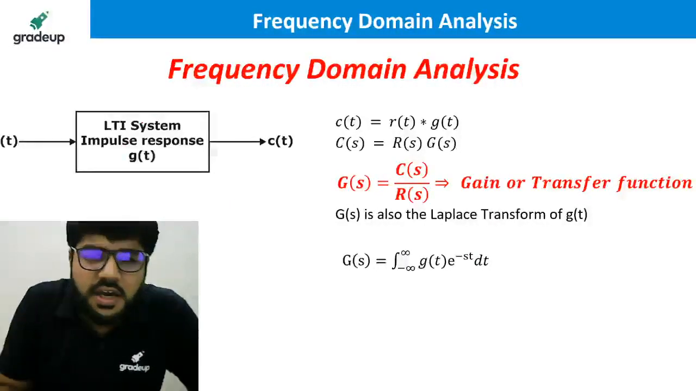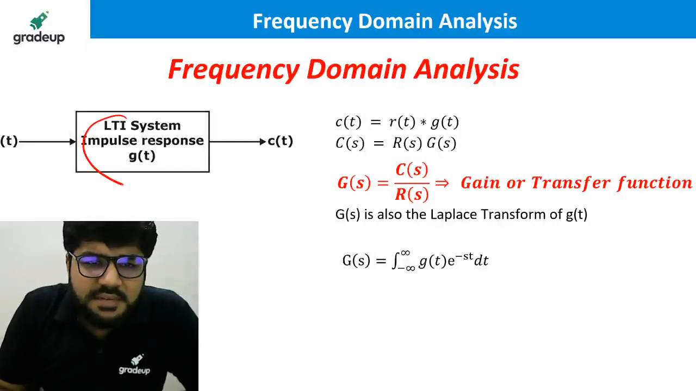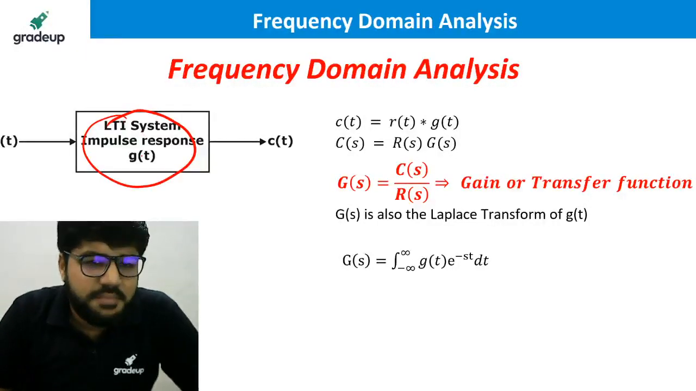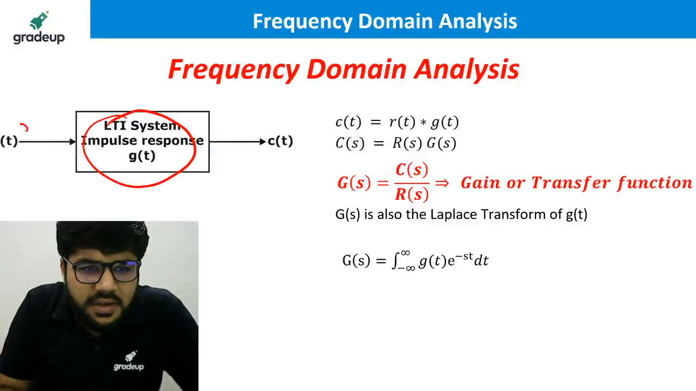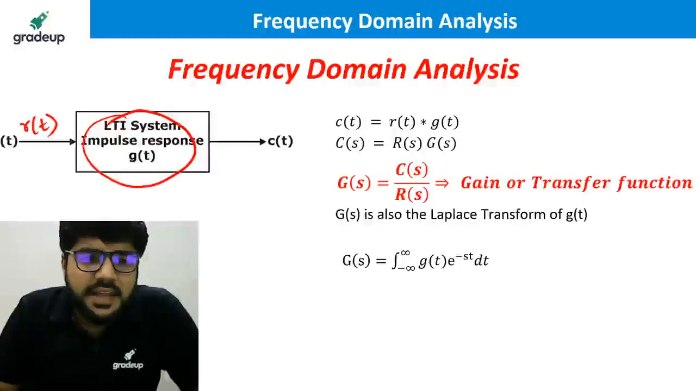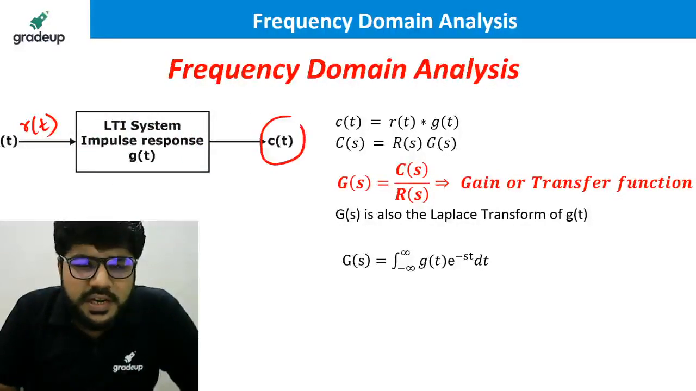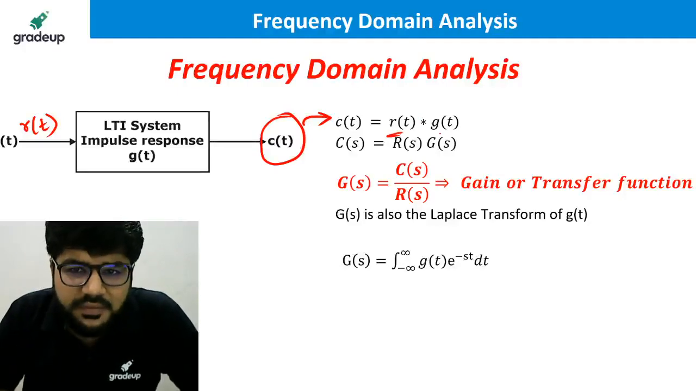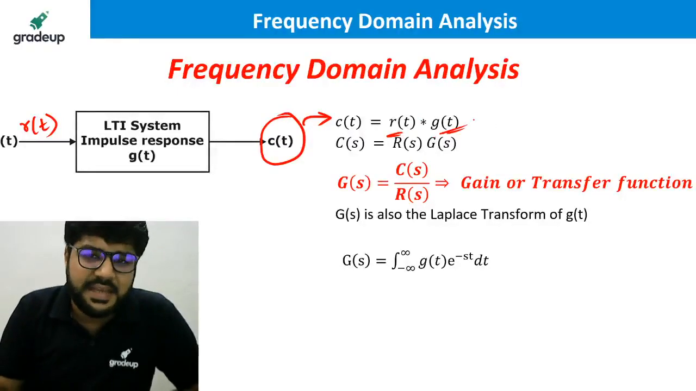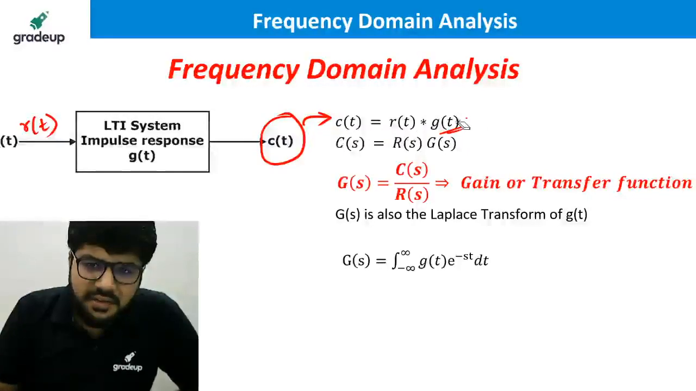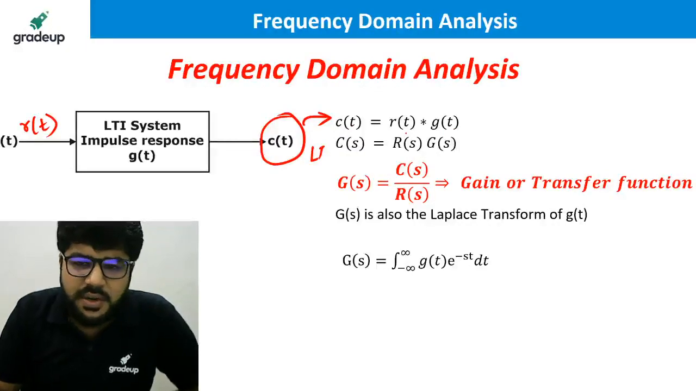Suppose you are given an LTI system having impulse response g(t). If I apply the input r(t) and I get the output c(t), what is the method to get the output c(t)? It is obtained as the input r(t) convolved with the impulse response g(t), and then taking the Laplace transform, I write C(s) equal to R(s) into G(s).